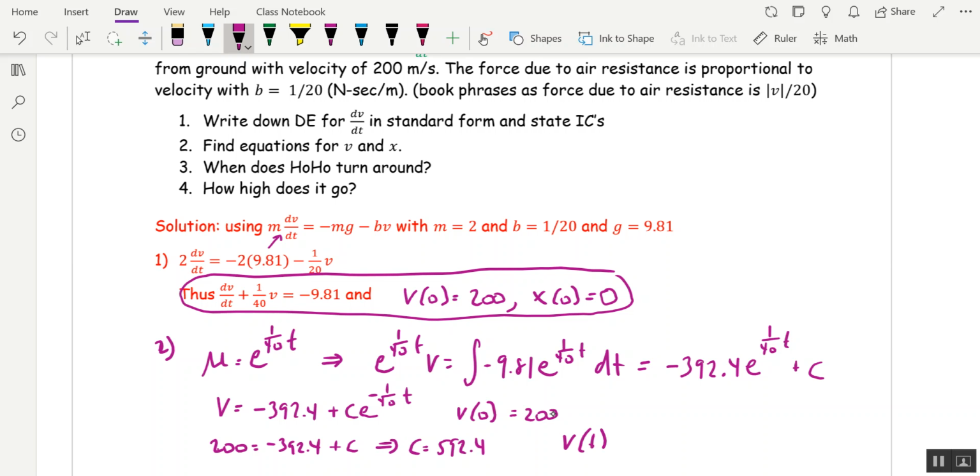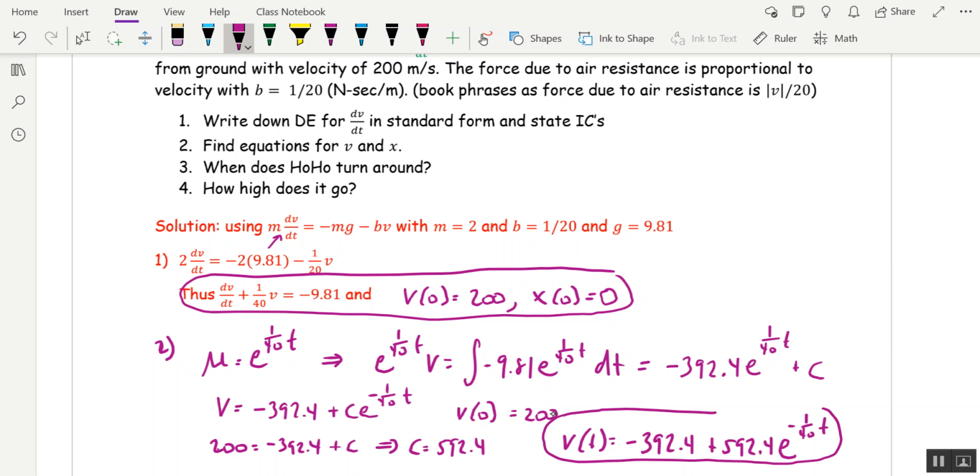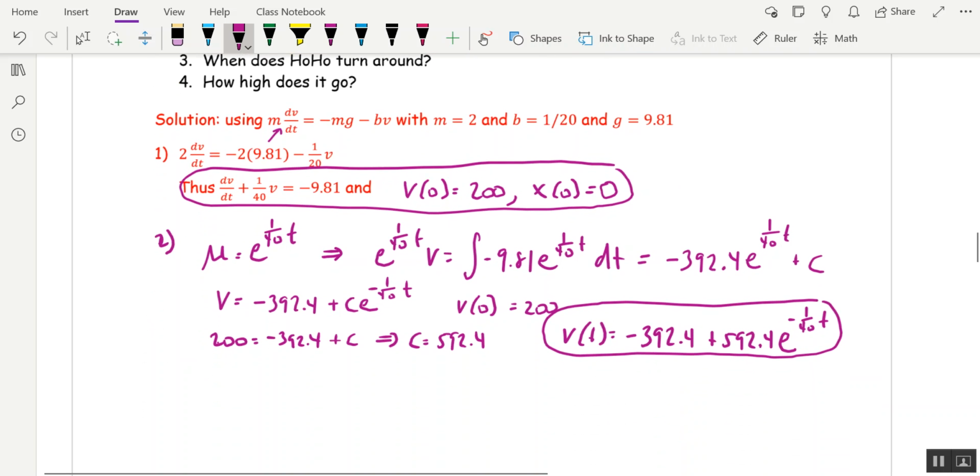So our V of t is negative 392.4 plus 592.4 e to the negative 1 over 40t. So that's my V. And my x of t is the integral of that.